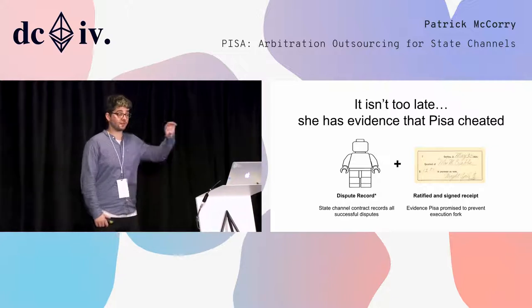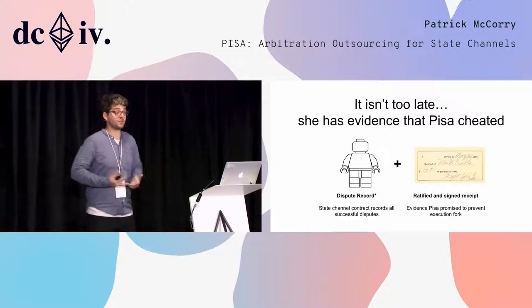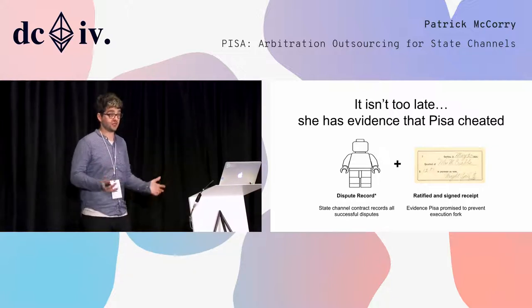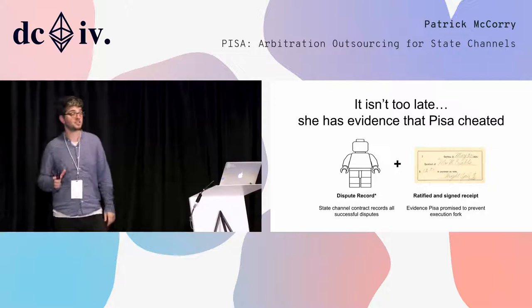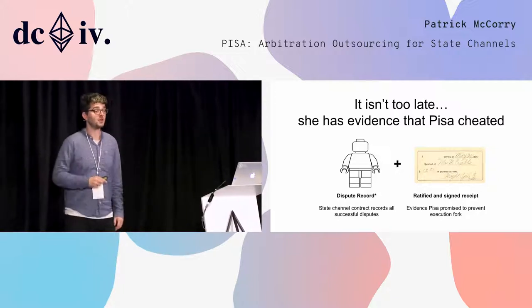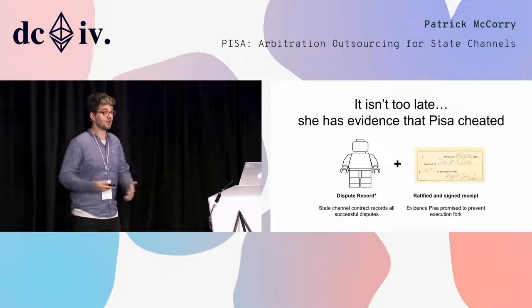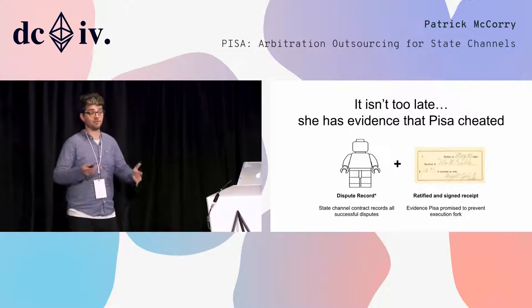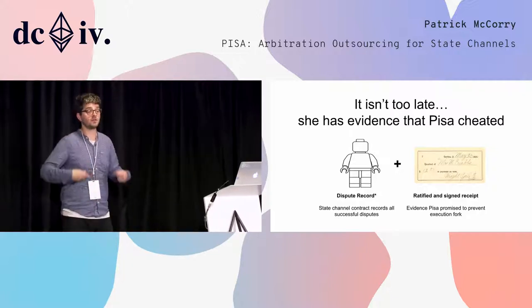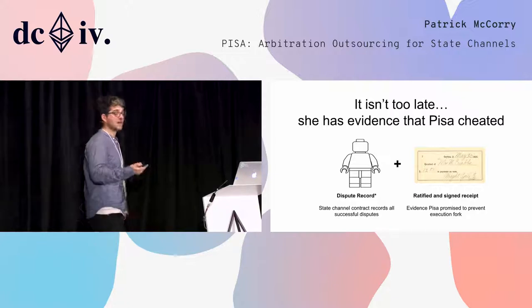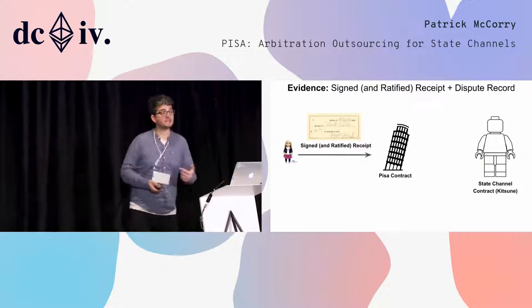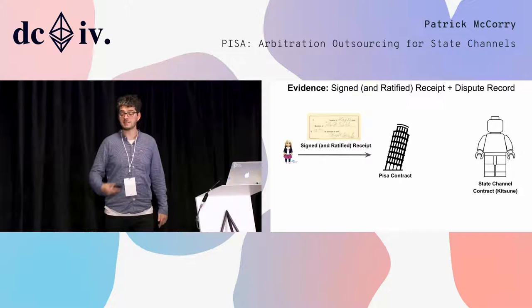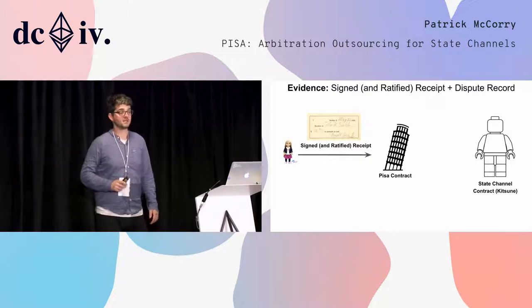Alice also has that pre-image S to prove the third party has been paid to do this job as well. And what she also has is a dispute record on the blockchain. So there's a record of the dispute on the blockchain that the tower could have responded to resolve. So what does Alice do? Alice gets the signed and ratified receipt and simply sends it to the PISA contract.